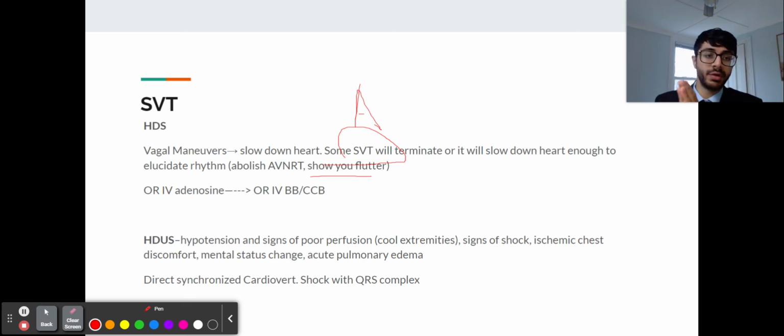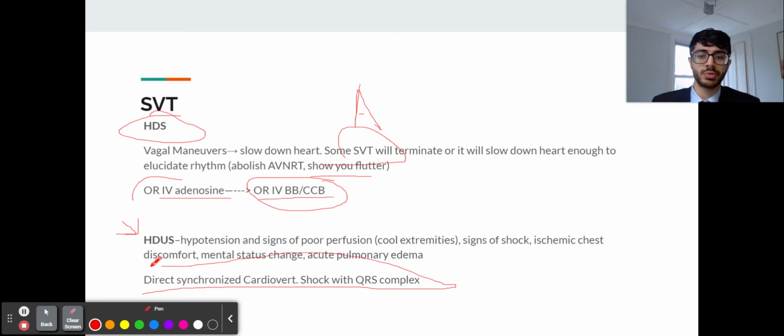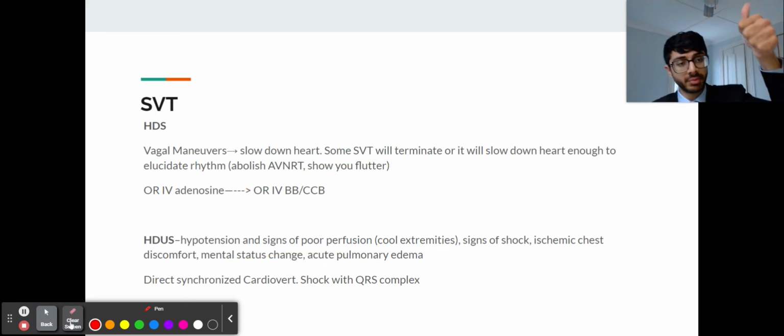If you do vagal maneuvers and the SVT does not abolish or delineate the rhythm, you're going to give IV adenosine. IV adenosine is going to slow down the heart, or IV beta blocker or calcium channel blocker. This is if they're hemodynamically stable. If they're hemodynamically unstable, and this is just examples of what unstable means, you're going to synchronize cardiovert them. So if you ever see SVT: vagal maneuvers, adenosine, beta blockers, calcium channel blockers if stable. If unstable, cardiovert.